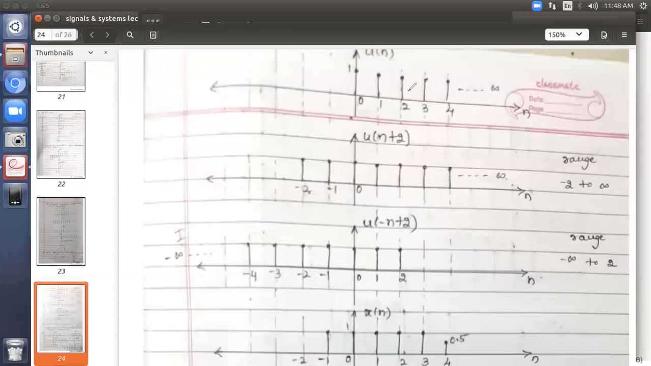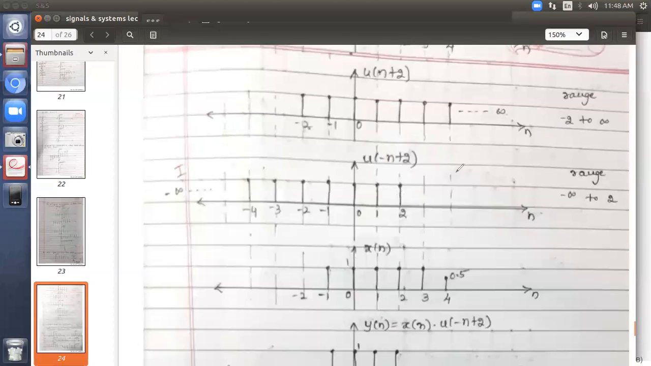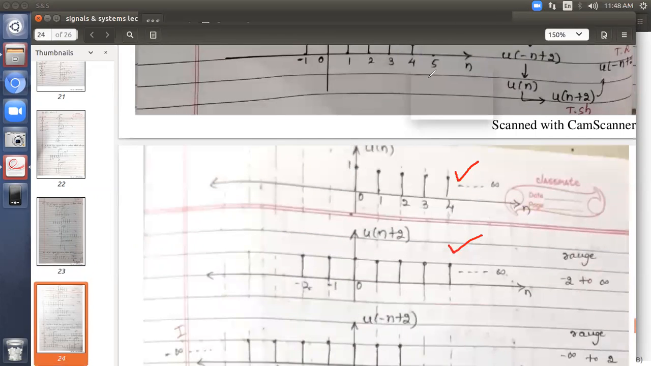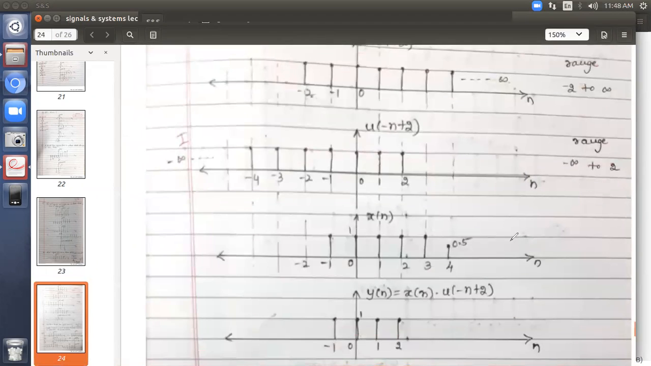What do we need to do now? You have to multiply this u of 2 minus n with x of n given. So let us multiply. For multiplication, what I have done, this we have already got. I have taken the signal x of n exactly below this, just so it is easier. Because whatever is drawn here is in my book's other page, and this is the next page of the book. So for my ease, I have redrawn x of n one more time just below the u of minus n plus 2.